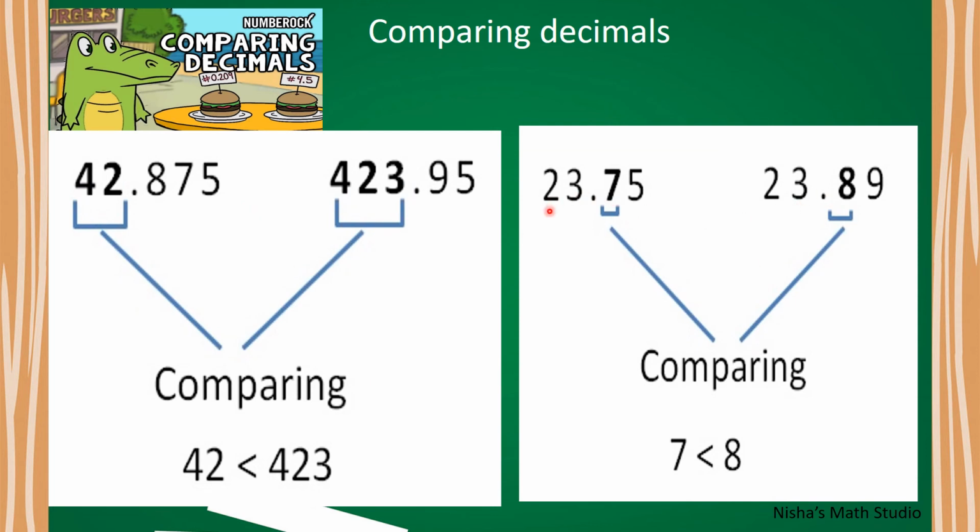But look at this second example. Here you have 23 as a whole number. Even in the second number, you have 23 as a whole number. Now, you have to compare the tenths place. So, what do you have in the tenths place here? 7. What about this? It is 8. So, 8 is bigger than 7, isn't it? Therefore, 23.75 will be smaller than 23.89.